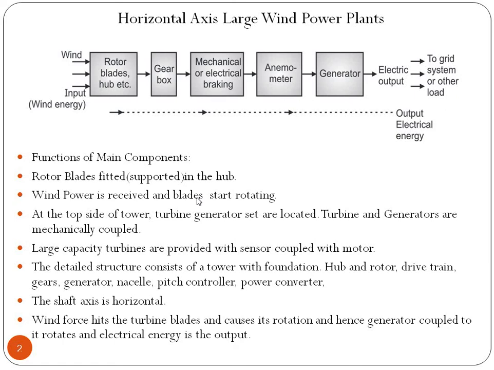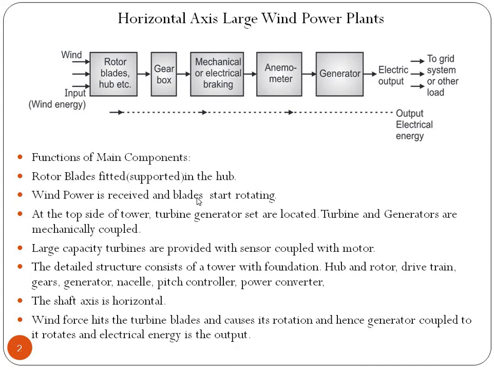The shaft axis is horizontal. Always the shaft axis is horizontal in horizontal axis wind power plants. Whenever the wind forces the turbine blades to rotate, the generator coupled to it rotates and electrical output is generated.